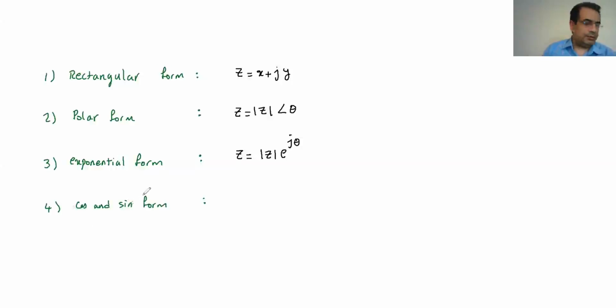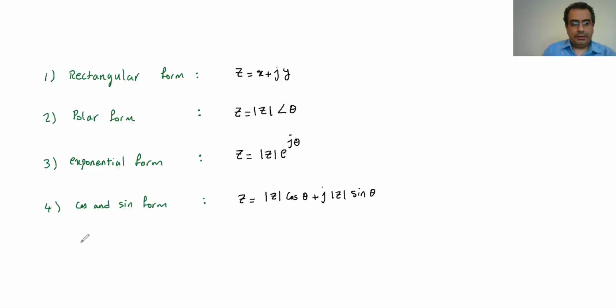Or in other words, they call it the Euler form, but I don't want to go there. So this z is going to be z cosine theta plus j z sine theta. And you can very easily see that you can convert them to each other very easily.